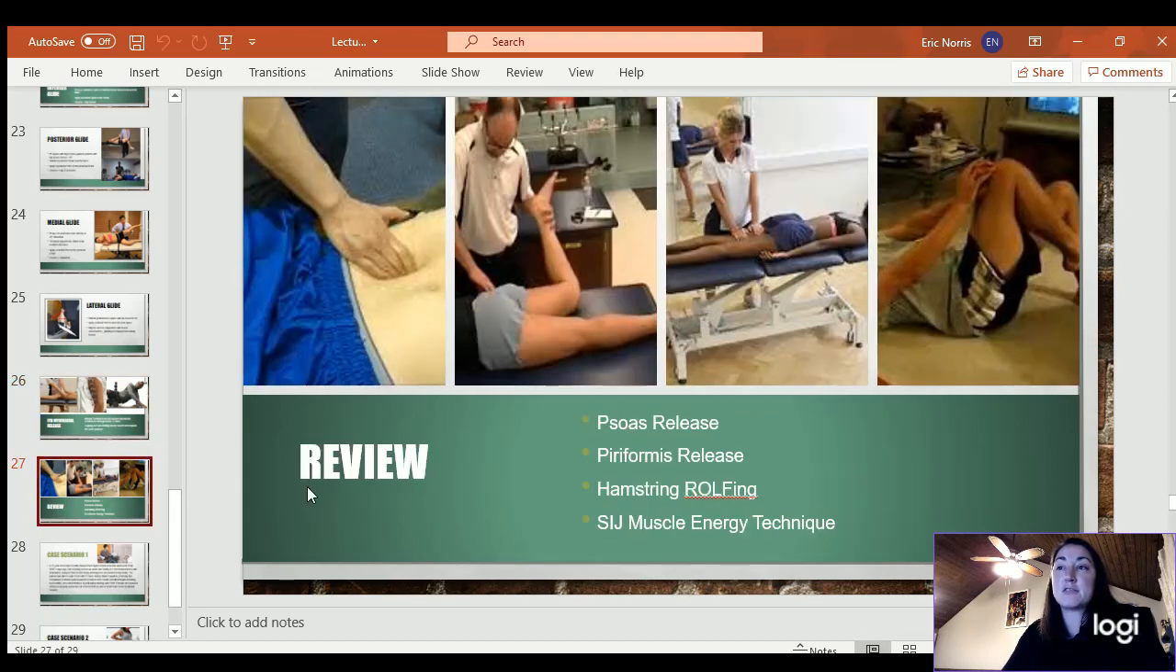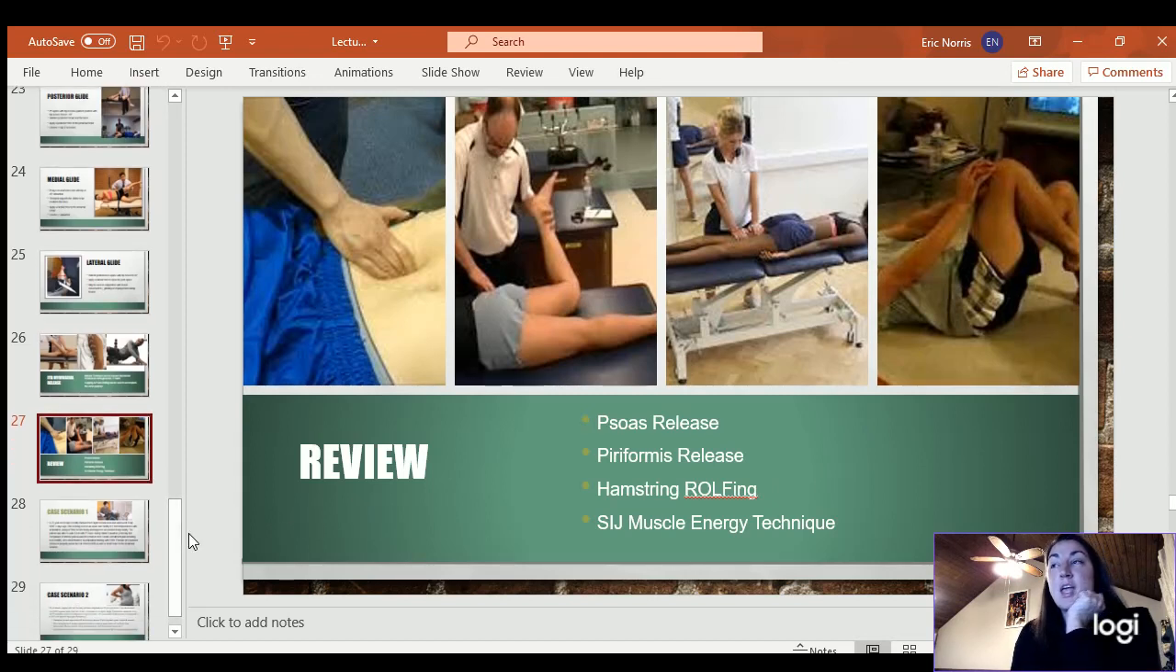In our final slide, we need to review in the clinic these things that we've learned in previous sessions for other body parts, but they work here too. A psoas release, piriformis release, rolfing of the hamstrings. Of course, she's not necessarily doing rolfing, but I couldn't find a good picture of one that was. And then the SI joint muscle energy technique. So we'll go over those again, review those in lab to make sure we still have good technique with those.